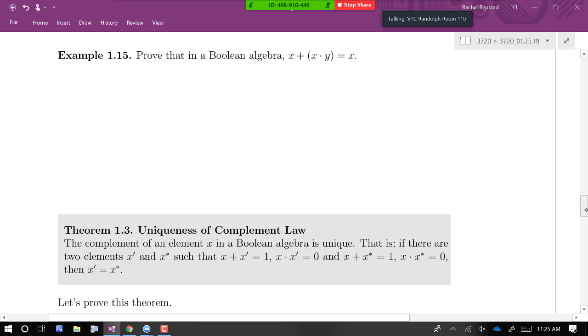So let's prove one of these absorption laws. We're going to prove that x plus the product x times y is equal to x. So I start with one side. Usually I will start with the business side, where it seems I might have more opportunities. And like before, I'm going to work in an identity element here. So that first x term, I'm going to write as x times 1.